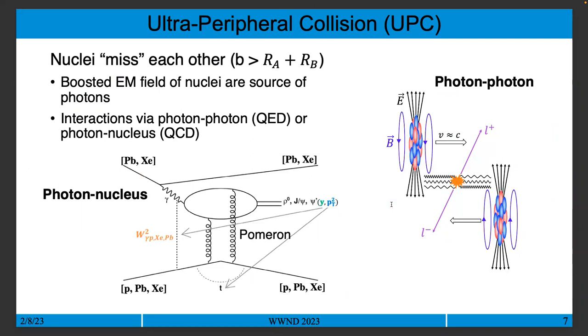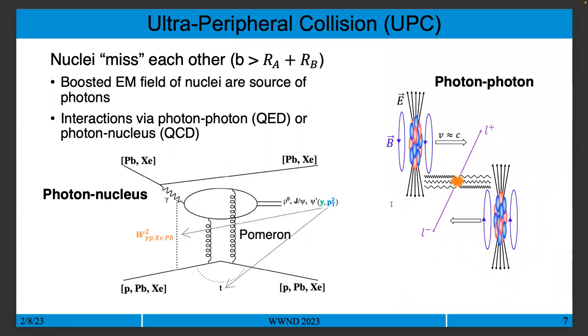Yeah, so moving on to the ultra-peripheral collisions at the LHC. Zhang has already introduced this yesterday, so let me quickly go over some of the basics. In these collisions, the two ions miss each other at large impact parameters, but they still carry a strong electromagnetic field. Therefore, they serve as sources of photons.